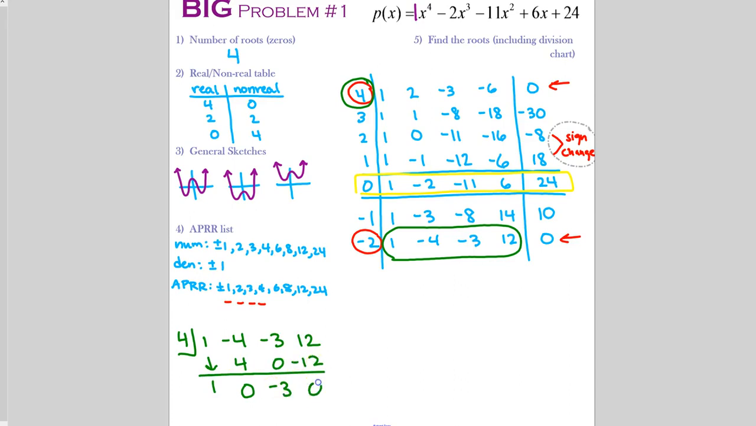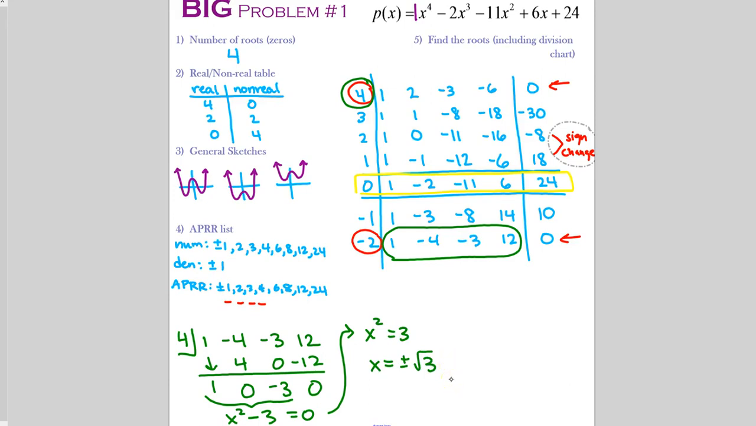I'm expecting to get a 0 because we knew that 4 was a root, so we knew it would go in evenly. But what we needed to know were these numbers, and that means 1x squared plus 0x minus 3. So what we're going to do with that is set it equal to 0 and solve for x. X squared equals 3, x equals plus or minus square root 3.